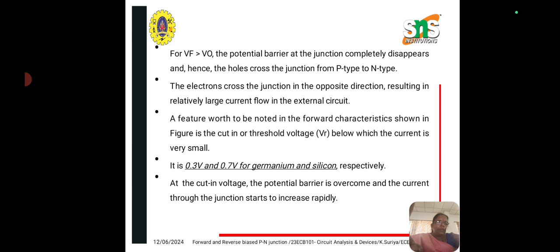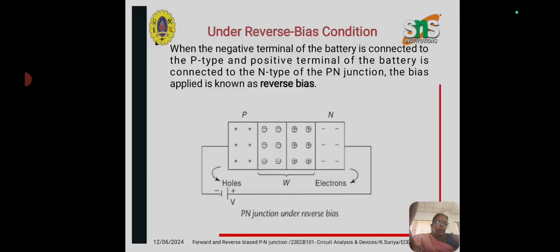When Vf is greater than V0, the potential barrier at the junction completely disappears, and hence the holes cross the junction from P type to N type. The electrons cross the junction in the opposite direction, resulting in a relatively large current flow in the external circuit. A feature worth noting in the forward characteristics is the threshold or cut-in voltage, below which the current is very small. It is 0.3 V for germanium and 0.7 V for silicon. At this cut-in voltage, the potential barrier is overcome and the current through the junction starts to increase rapidly.